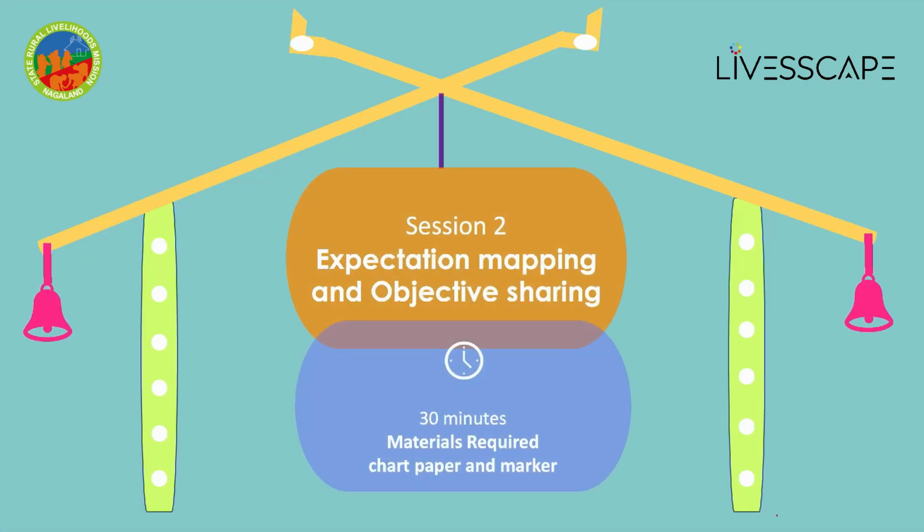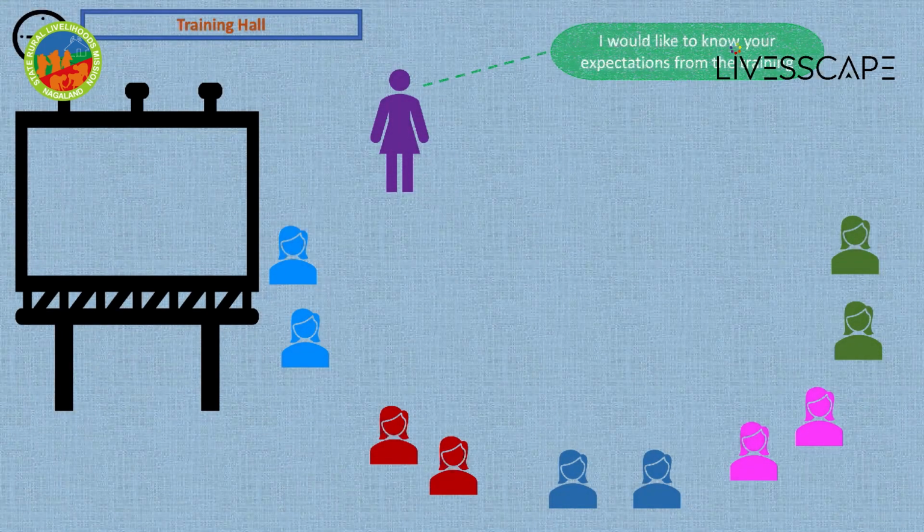This brings us to the second session, which is about expectation mapping and objective sharing. This again is going to take around 30 minutes, and the materials required are, just like the first session, some chart papers and markers. In the same seating arrangement, you can ask the participants what kind of expectations they have, or what are the things that they would want to know from this training by the last day. What are the areas where you would want to enhance your knowledge after this training?